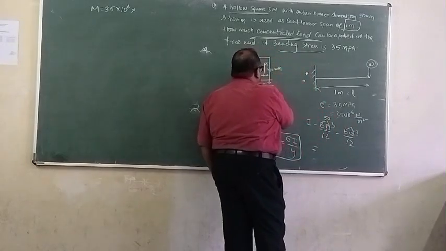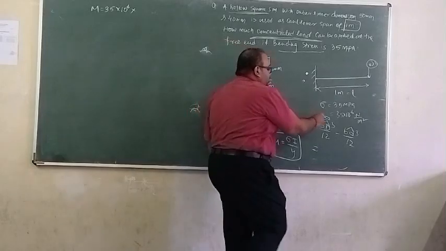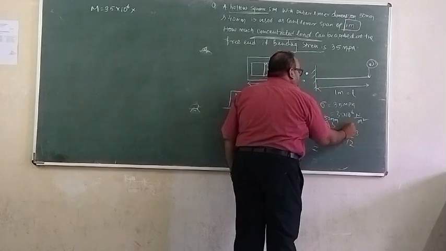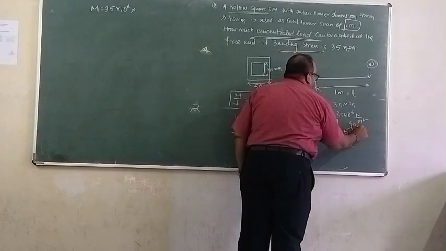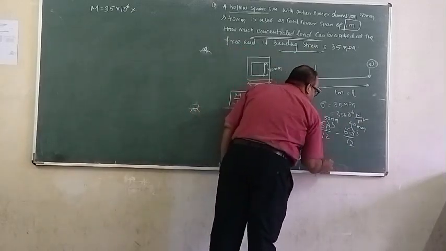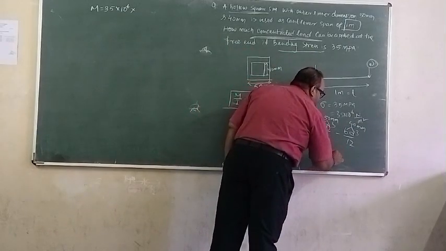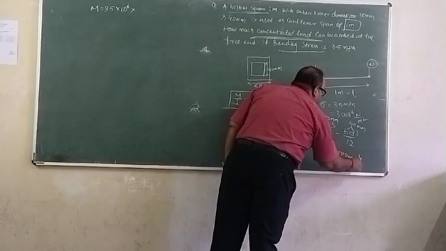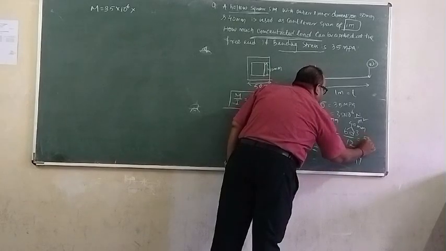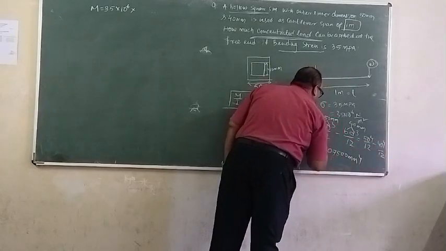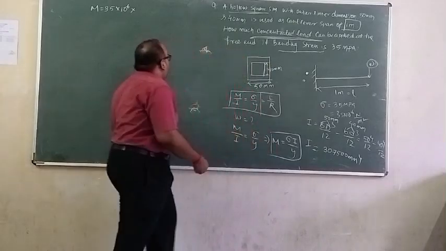See, first square is 50 and 50, so 50 mm I will put here. And for the second square, the inner square, I will put 40 mm, B and D. So after solving, we are getting this value, 307500 mm power 4, because this gets converted into 50 power 4 divided by 12 subtract 40 power 4 divided by 12. After solving, we are getting I equals 307500.